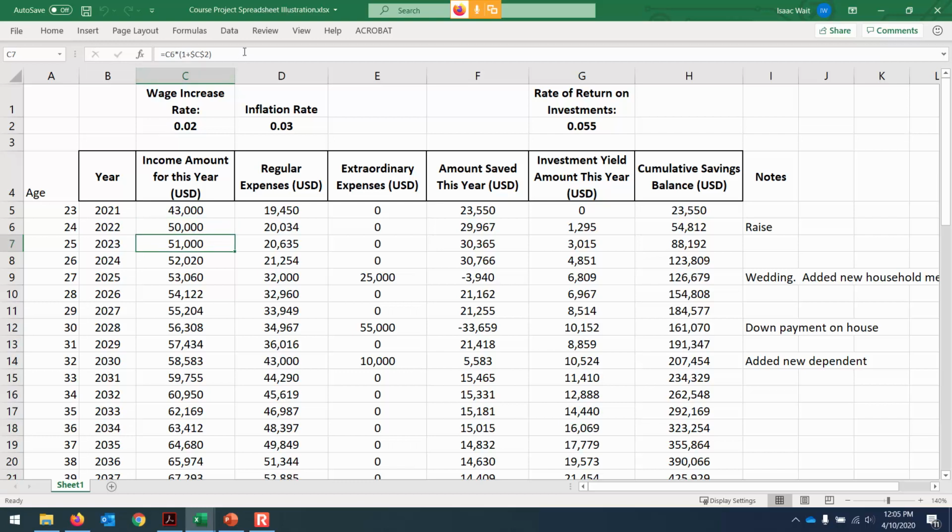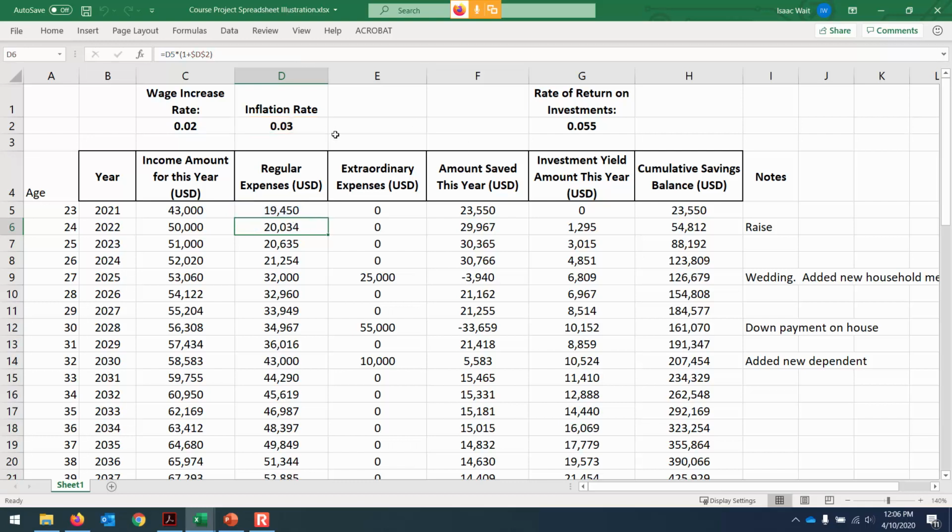But then in the year after that, you'll notice that the wage is going up by a multiplier of this increase rate. So the 51,000 is higher than 50,000 in the amount of 2% extra. And then the year after that, it's just the year before it multiplied by 1 plus i, where in this case the increase rate is 2%. Similar thing has been done with expenses. So the expenses in the second year are 3% higher than the expenses in the year before.